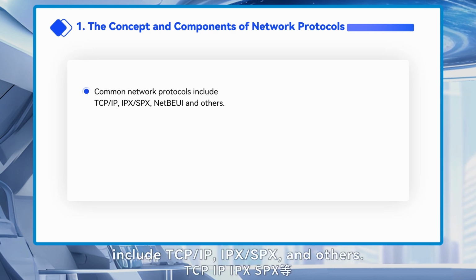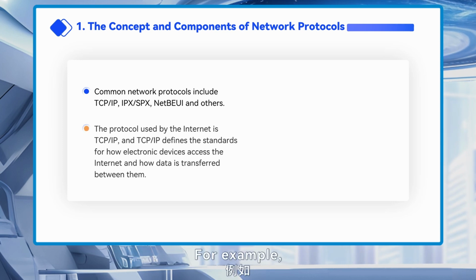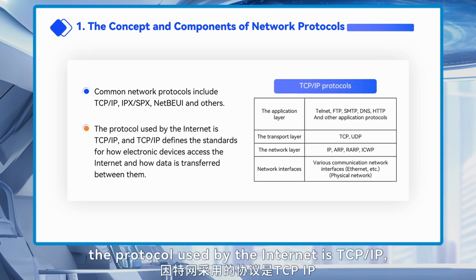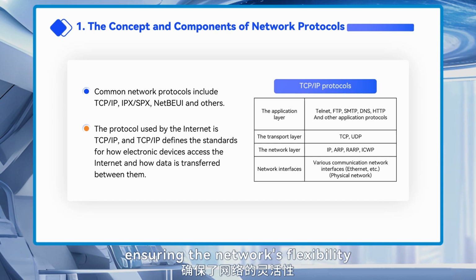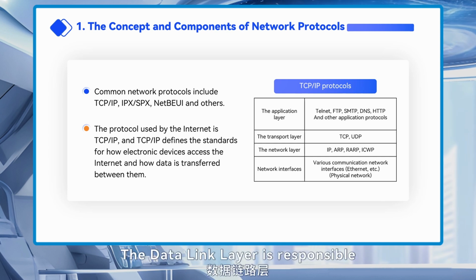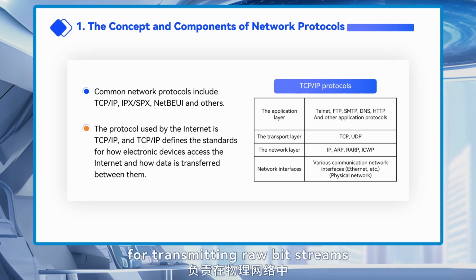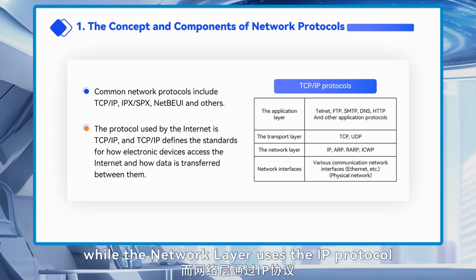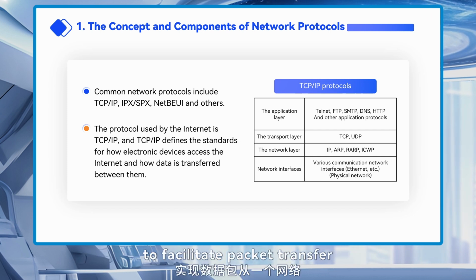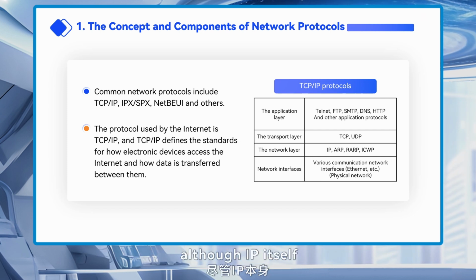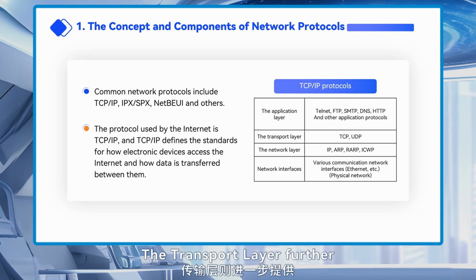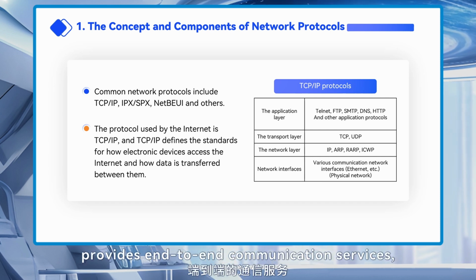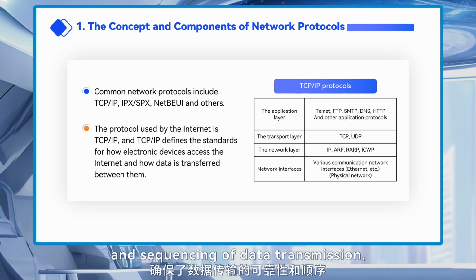Common network protocols include TCP/IP, IPX/SPX, and others. For example, the protocol used by the Internet is TCP/IP, which adopts a four-layered structure design, ensuring the network's flexibility and interoperability. The data link layer is responsible for transmitting raw bit streams over the physical network, while the network layer uses the IP protocol to facilitate packet transfer between different networks, although IP itself does not guarantee data sequencing or reliability.